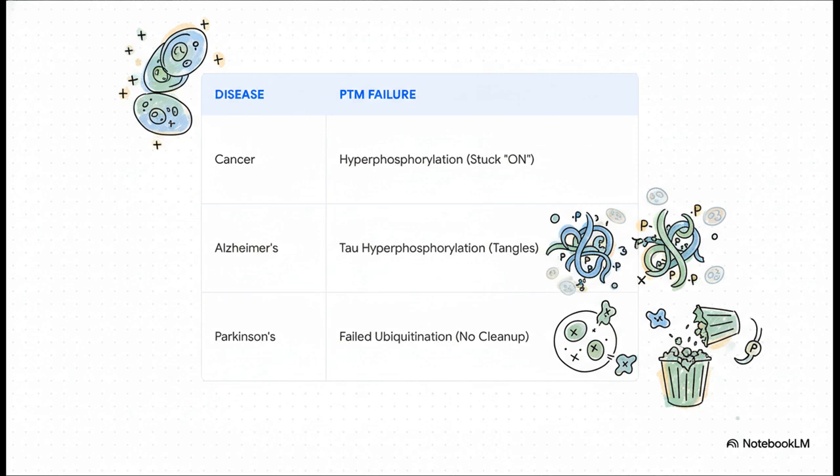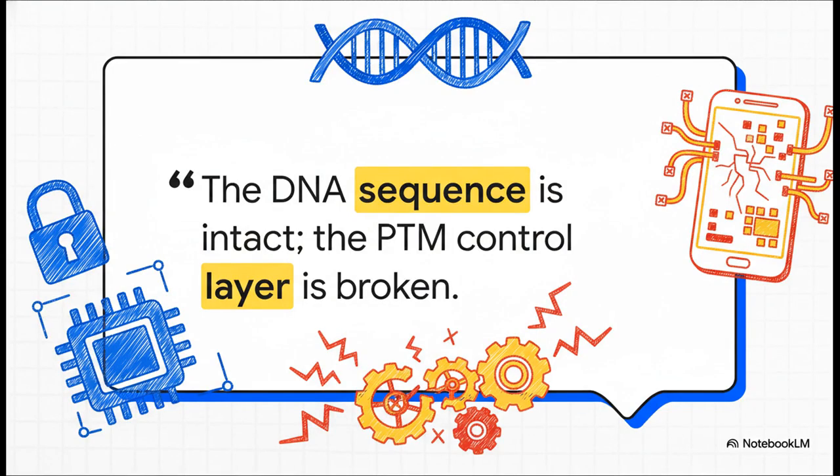In Alzheimer's, a protein called tau gets overloaded with those same phosphate switches, causing it to clump up into toxic tangles that kill brain cells. And in Parkinson's, it's often a failure of that delete tag system, ubiquitination. The cell's garbage disposal just breaks down, and all this toxic protein junk builds up. And this really gets to the heart of it.